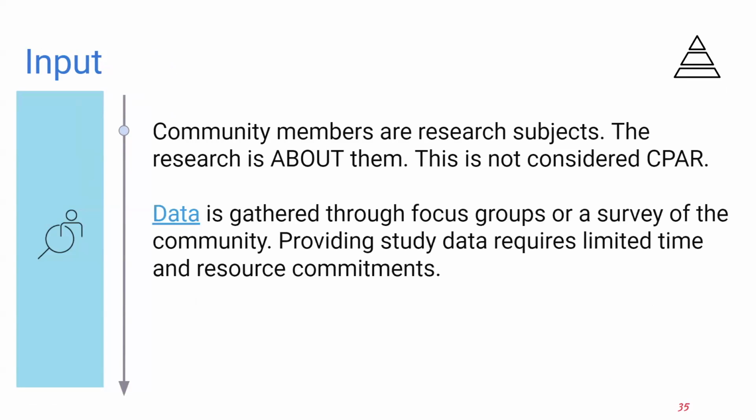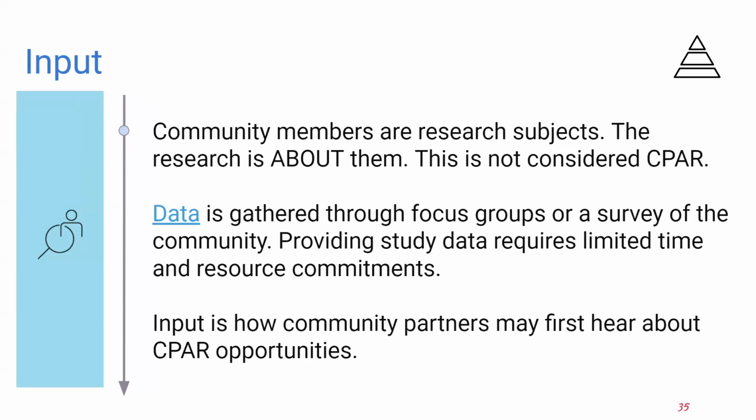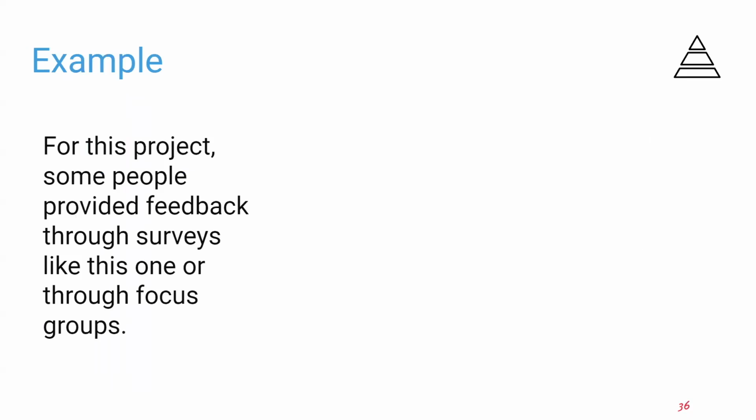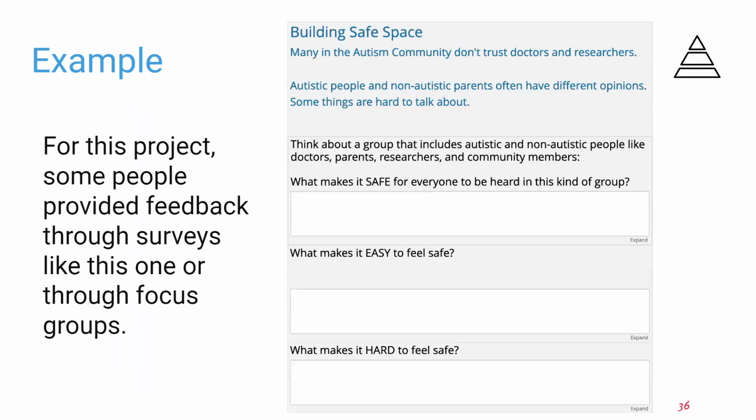Data is gathered through focus groups or a survey of the community. Providing study data requires limited time and resource commitments. Input is how community partners may first hear about CPAR opportunities. Example, for this project, some people provided feedback through surveys like this one or through focus groups.